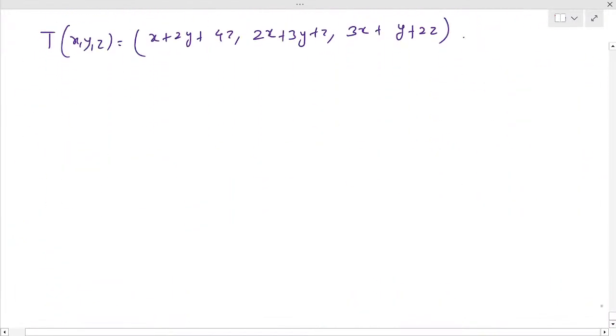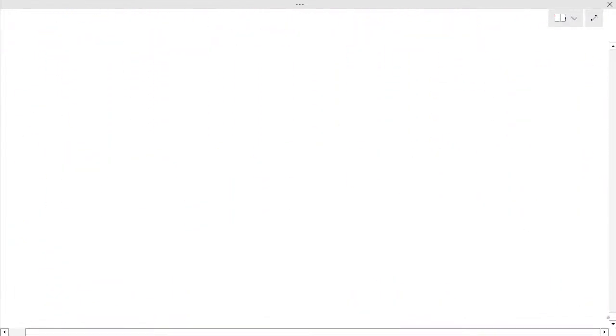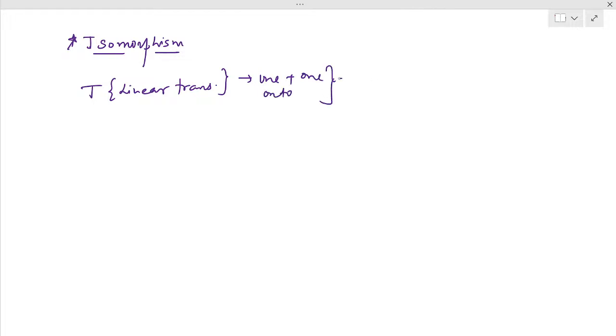See, when I'm saying isomorphism, what is required? The requirement is that T, which is the linear transformation, should be one-one as well as onto. And if it is one-one onto, then I can straightaway say that this would be invertible.